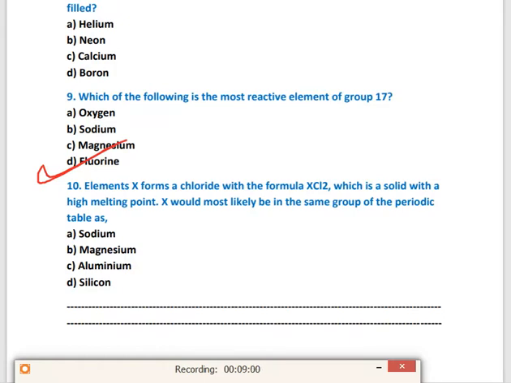So why is fluorine most reactive? Because the size of fluorine is small. It can accept electrons to complete its octet. So it is the most reactive element of group number 17. Right? Now let's come to question number 10.